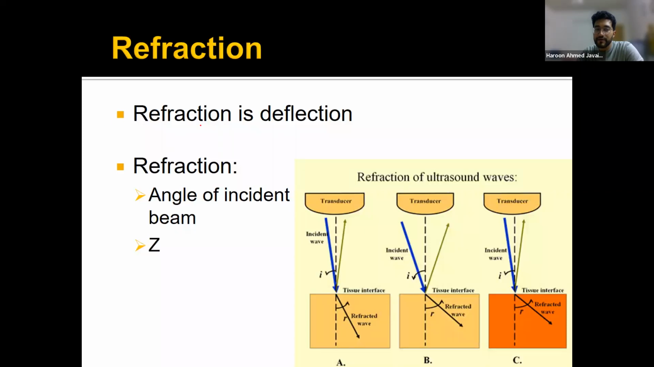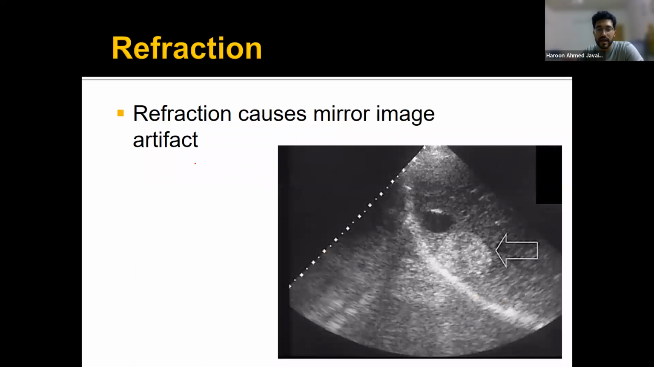Okay, so again, refraction, sorry, is just deflection. So you just have a change in the direction if you transfer between the media. It depends on the angle of the incident beam. Okay, cool. The angle is different. Basic physics. Refraction causes a mirror image artifact.